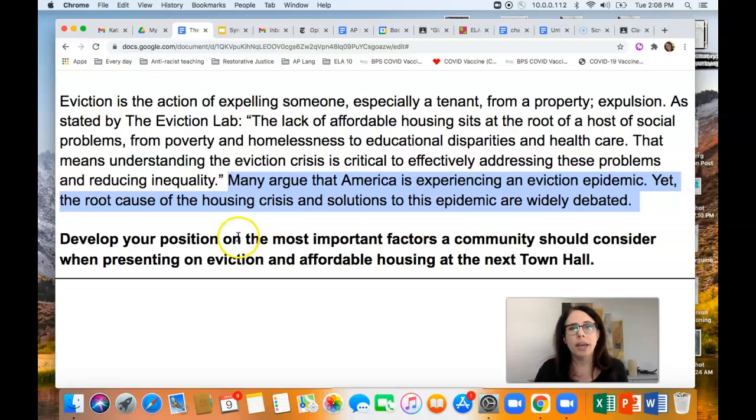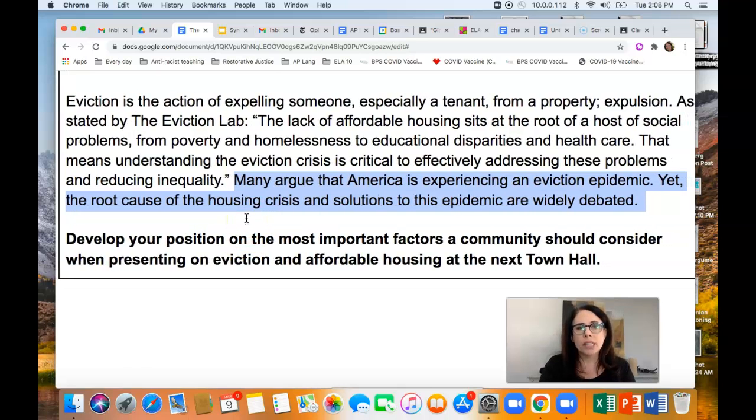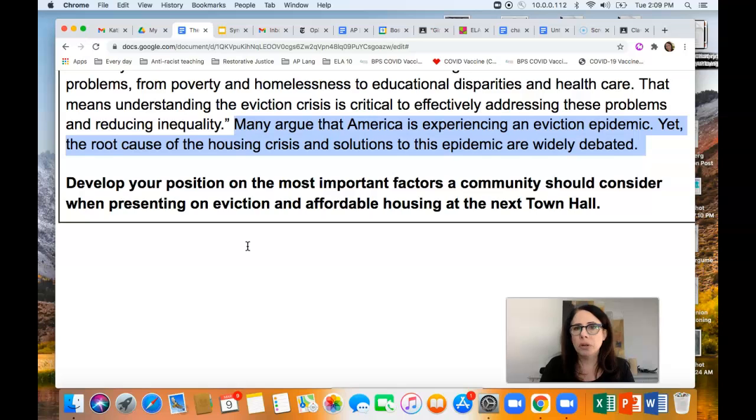So your actual writing task comes at the very end. Develop your position on the most important factors a community should consider when presenting on eviction and affordable housing at the next town hall. So that's confusing, right? So I said to people, pretend that we're all in the mayor's office of city affairs. And I say, okay, tomorrow we have a presentation to the town at a town hall meeting, but we only really have 3 slides in the space of the presentation.